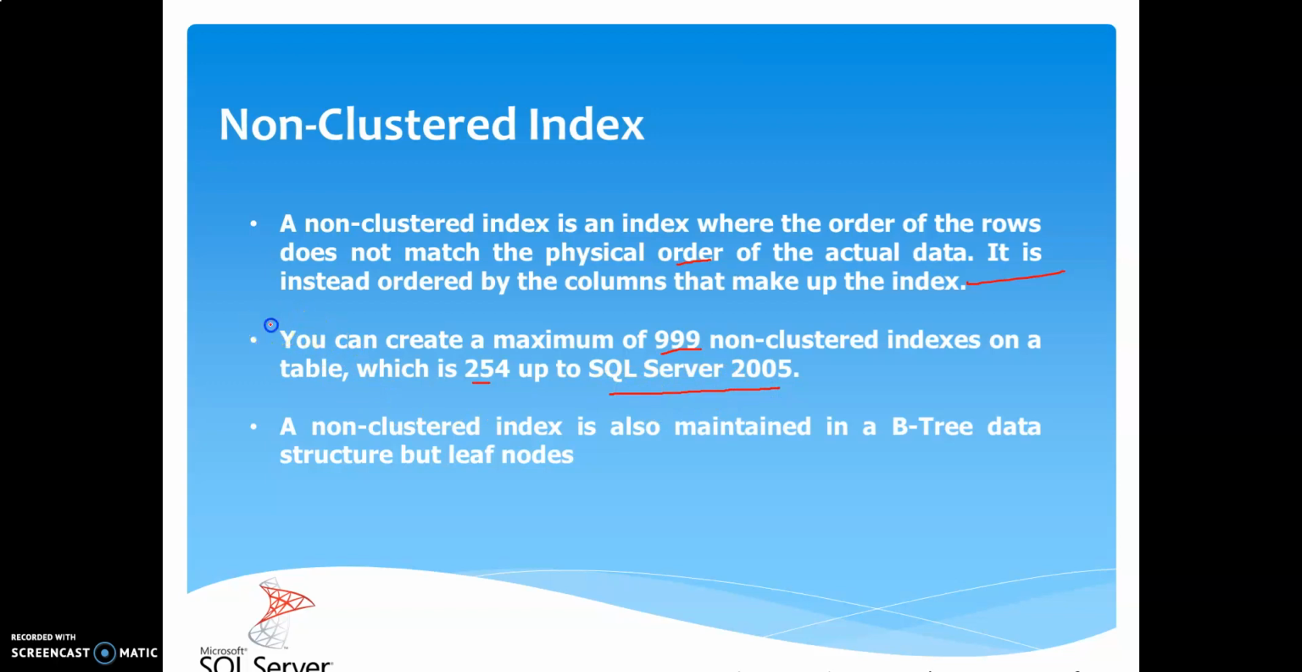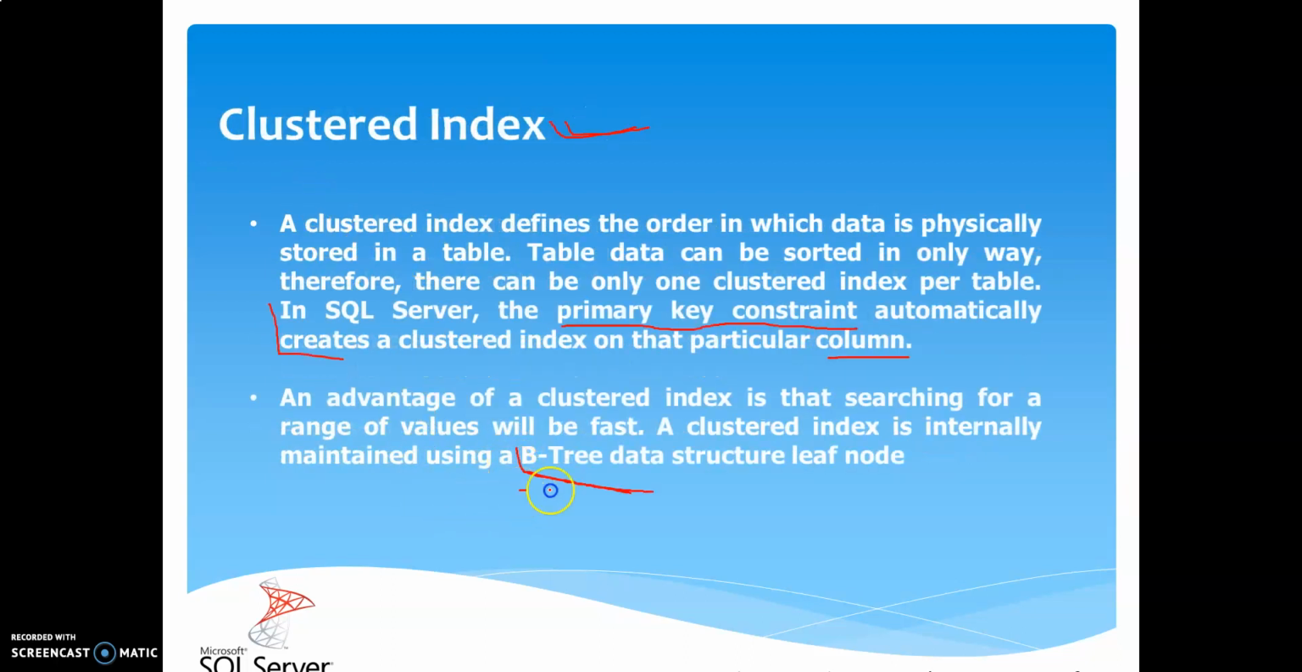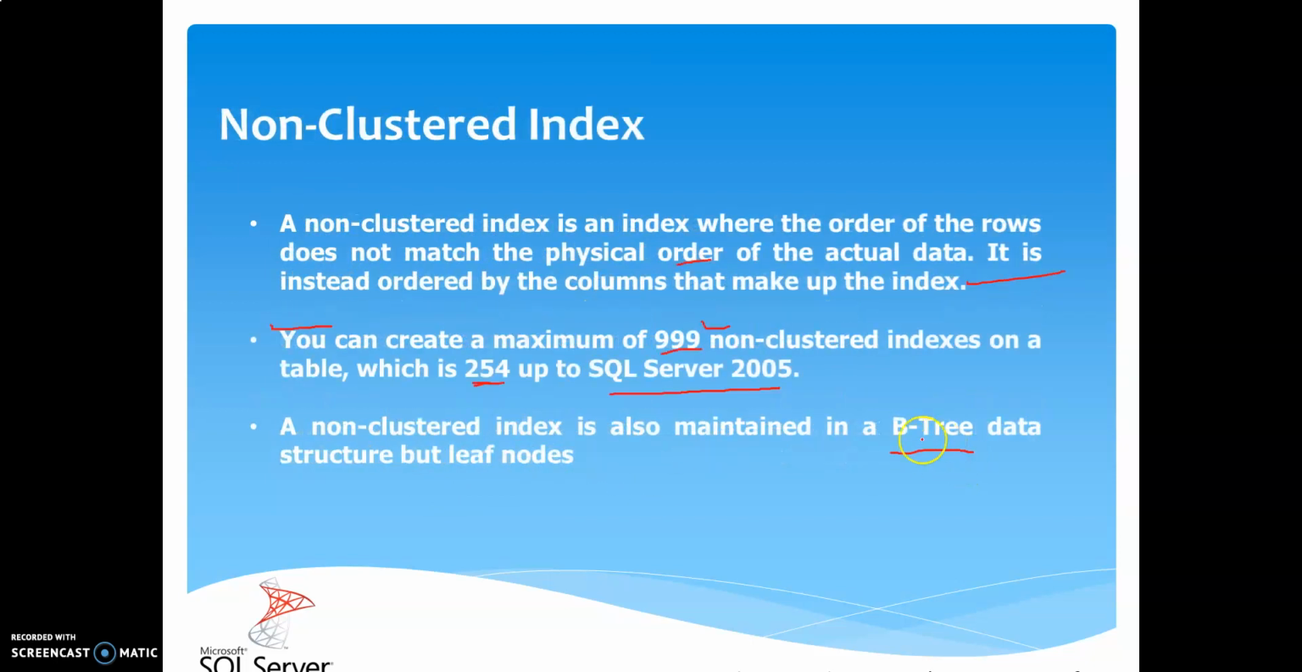So this is also an interview question: how many non-clustered indexes can we create inside a table? After SQL Server 2005, we can create 999. Before 2005, we could create 254. And in the case of a clustered index, we can create only one. A non-clustered index also maintains a balanced tree data structure in the leaf node. So we see a clustered index has a balanced tree and a non-clustered index also has a balanced tree.